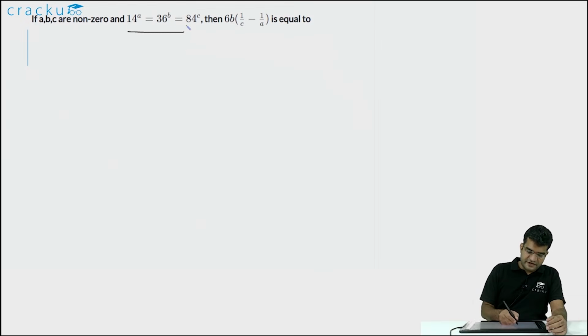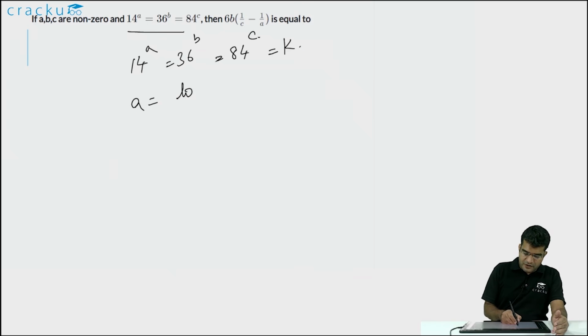In this question, we are given an equation. We are told that 14 to the power of a is equal to 36 to the power b is equal to 84 to the power c. Let us assume that all of them are equal to a constant k. So the value of a will be equal to logarithm of k to the base 14. Similarly, b is equal to logarithm of k to the base 36 and c is equal to logarithm of k to the base 84.